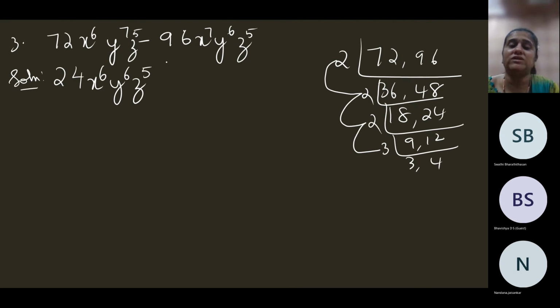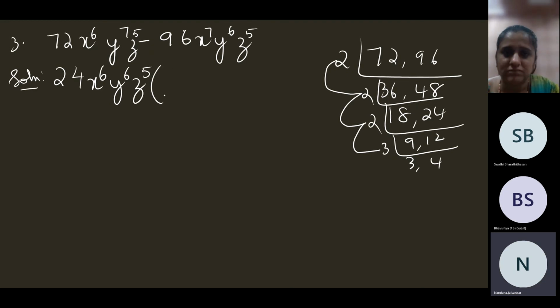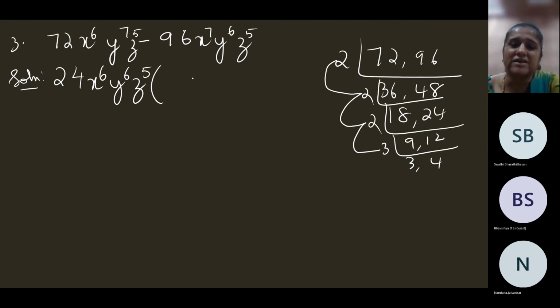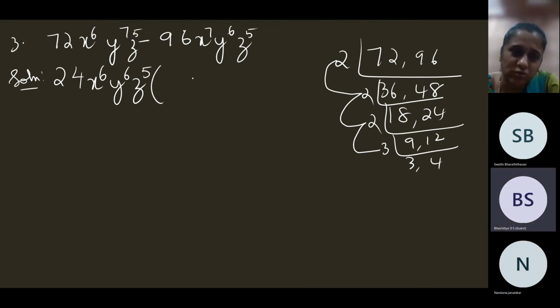You must write it because they're equal. You should not leave it. There is no highest power, meaning there is no least power here. Both are equal, so take it as it is. Ma'am, I have a doubt. Yes, please. Ma'am, we can write it as 24 (xy)^6 z^5. No, you don't have to write all that. You can, it's not wrong, but don't do that. You take it like this only.